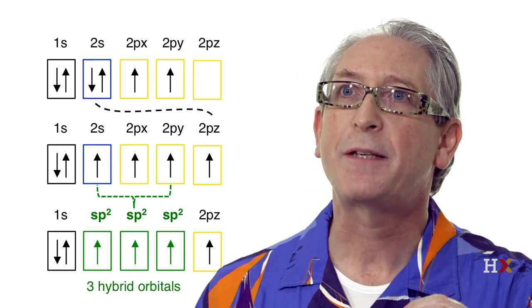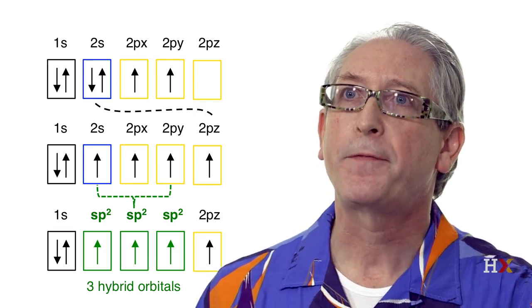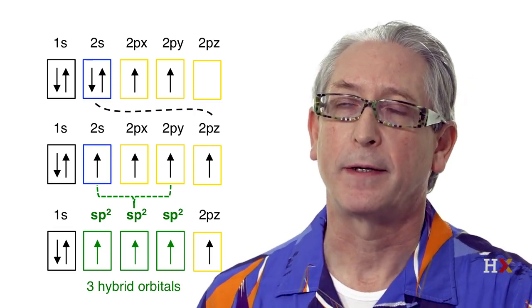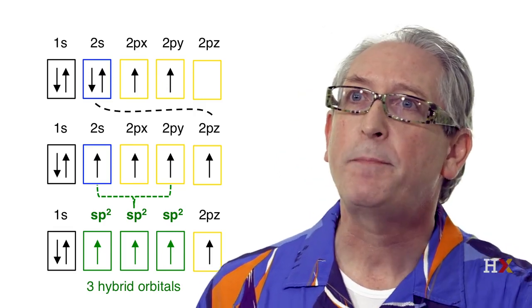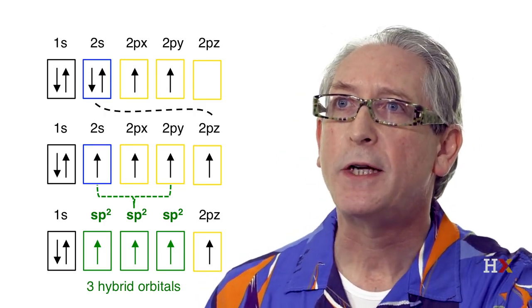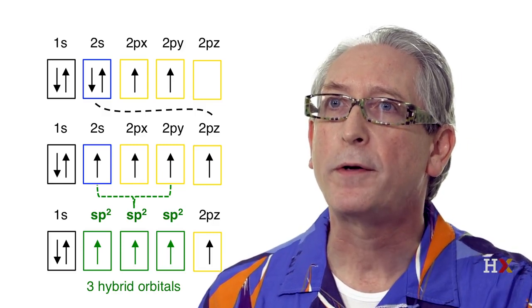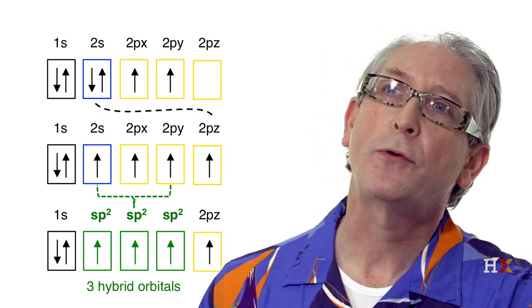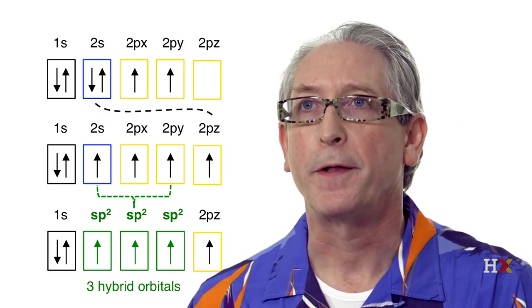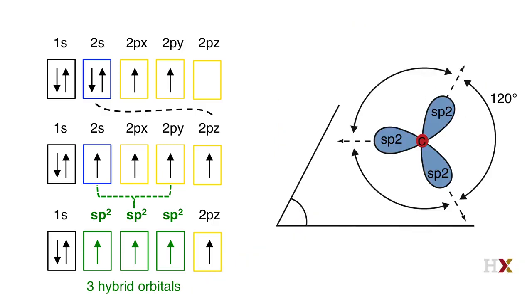These are called the sp2 orbitals, and they have 33% s character and 67% p character. The sp2 orbitals are arranged in a planar trigonal structure 120 degrees apart from each other. The remaining unpaired electron still occupies the 2p orbital. This 2pz orbital is orthogonal to the plane containing the sp2 orbitals.